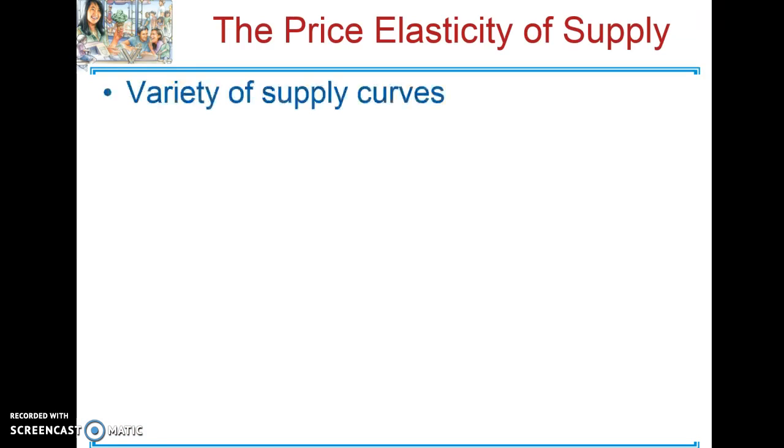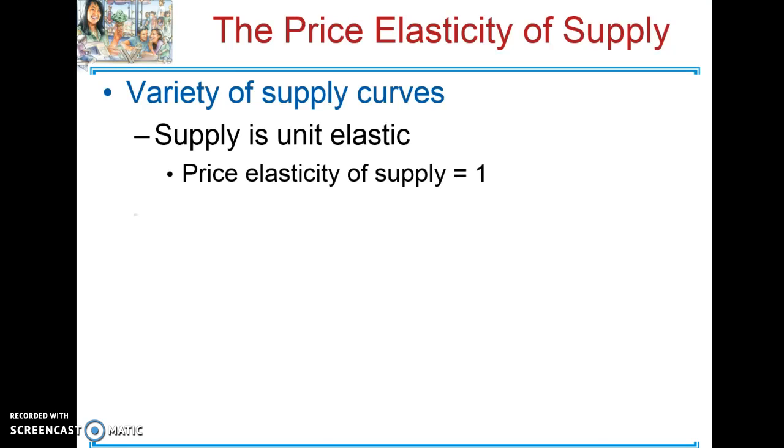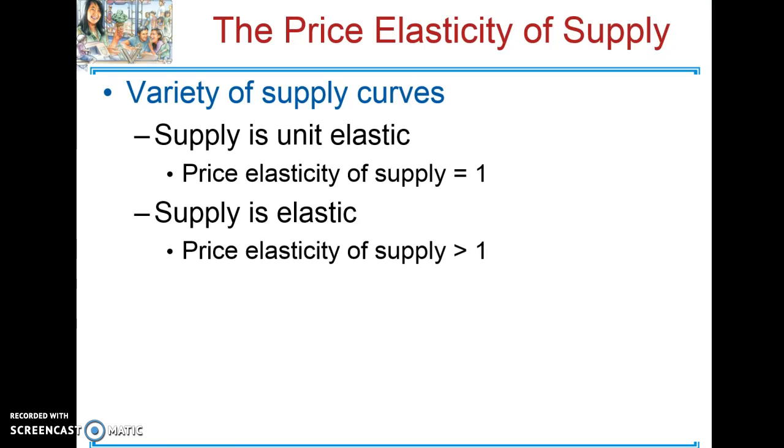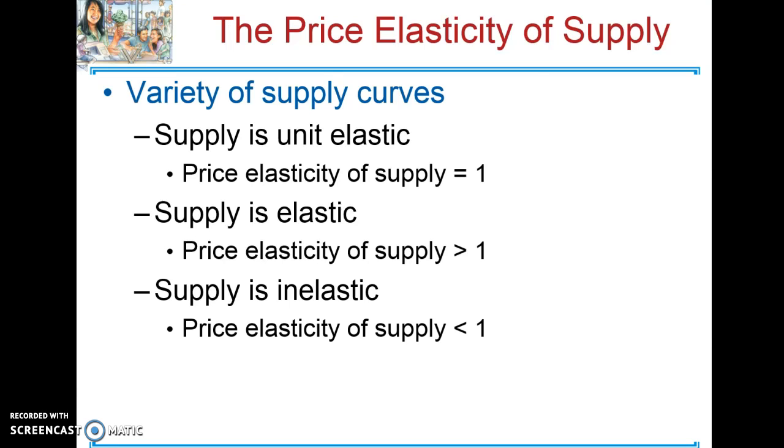But just like we did on the demand side, we're going to use the midpoint method. Supply is unit elastic if the price elasticity of supply is 1. Supply is elastic if the price elasticity of supply is greater than 1. And supply is inelastic if the price elasticity of supply is less than 1.